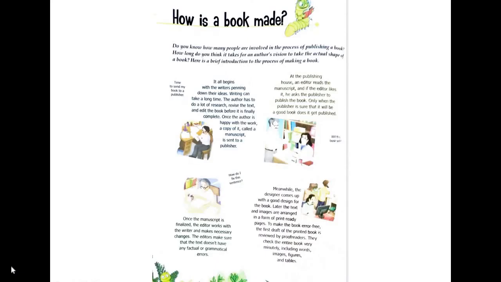Now the next chapter is, how is a book made? Here we are going to study how a book is made. Before coming into our hands, what are all the procedures through which a book goes? It all begins with the writers penning down their ideas. First of all, the writer writes a book. The writer writes his thoughts. Writing can take a long time.